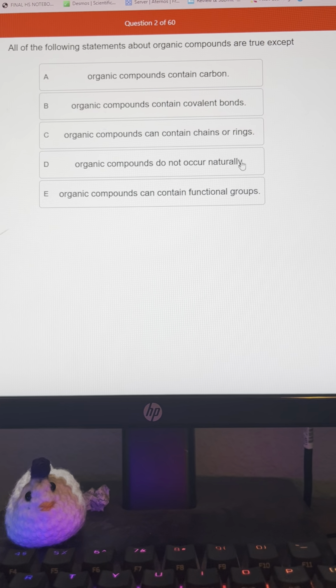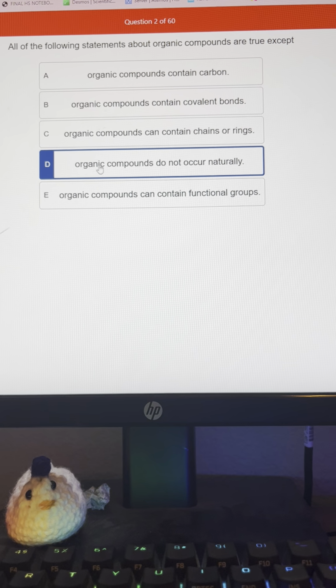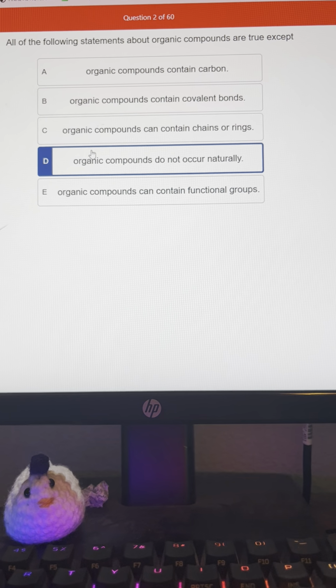Organic compounds do occur naturally. That's why they're organic, because they occur naturally.